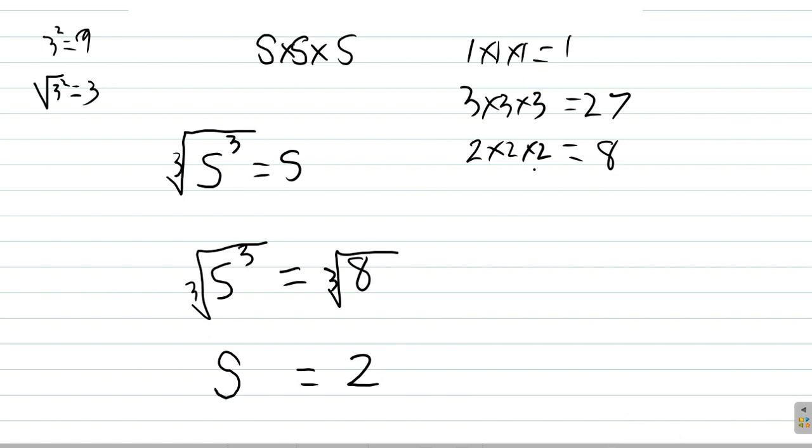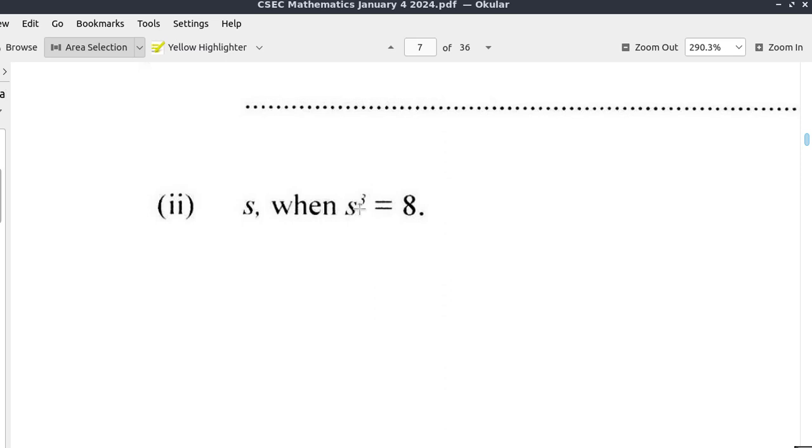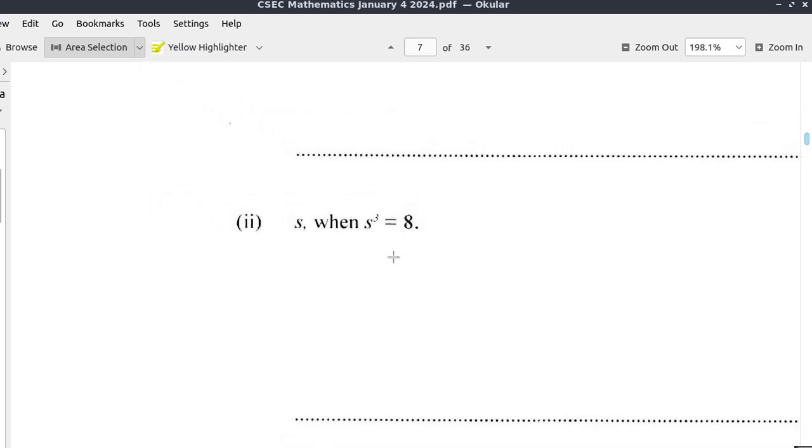So here, 2 cubed gives you 8, because 2 times 2 times 2 gives you 8. You can try it if you want and see.